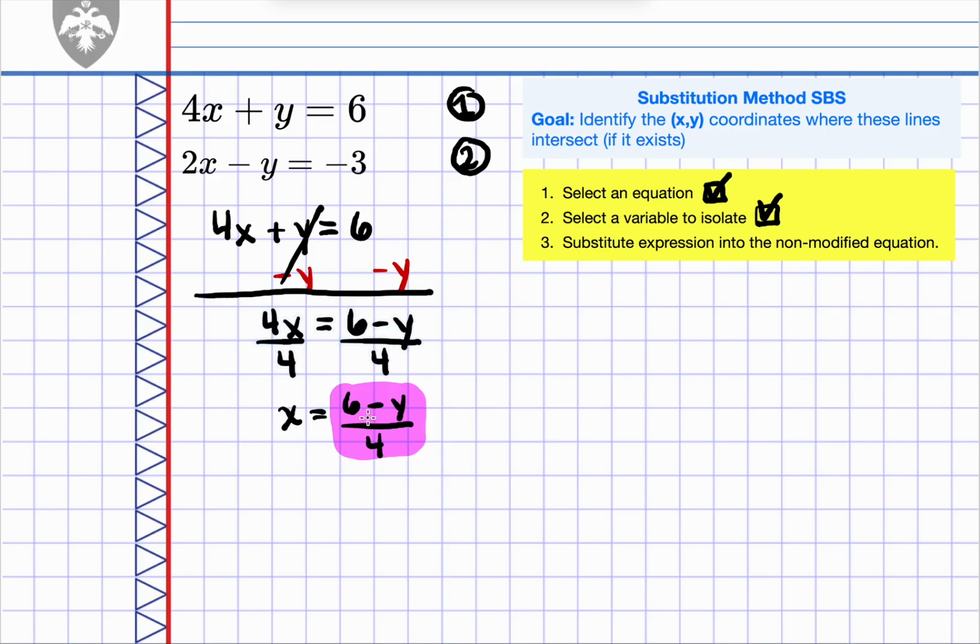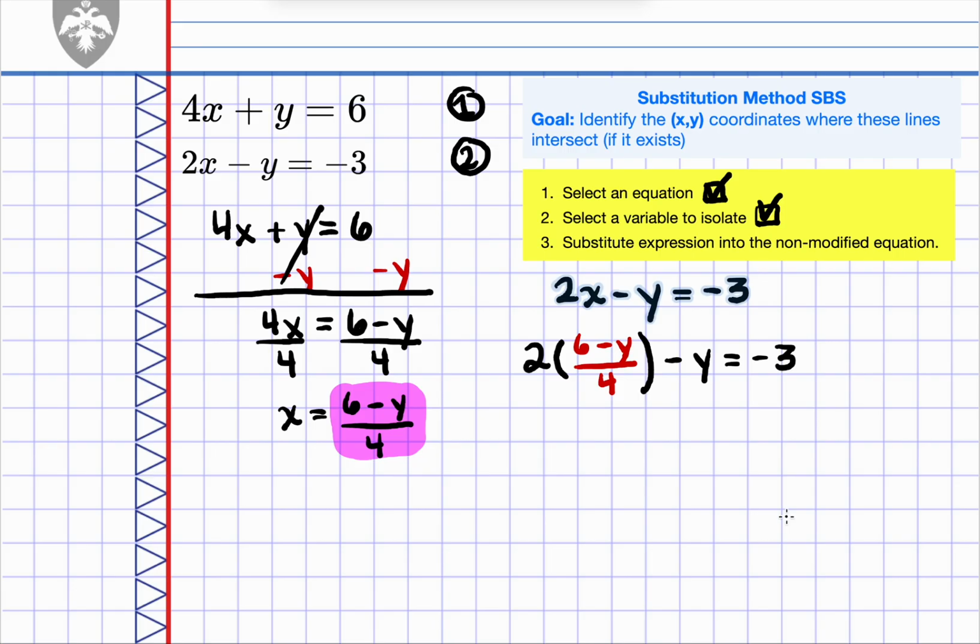All right. We're going to use the substitution method to substitute the expression into the non-modified equation. We did not touch equation 2, so over here I'm going to rewrite all of it. 2 times x minus y equals negative 3. In line 2, we're going to take our newly generated expression over here, and we're going to replace x with it. We're going to substitute it in. I'm going to write that in a different equation color, sorry. 6 minus y over 4. And we're going to rewrite the rest of the equation.